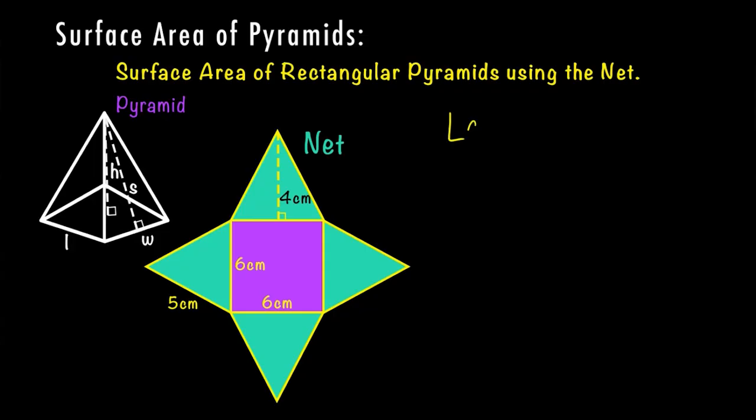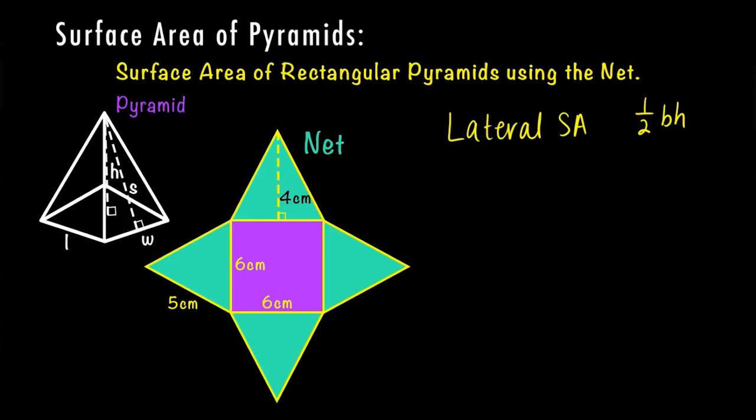So the lateral surface area is just the lateral faces. That means all of the faces that do not include the base. In this case, it would be all of our green faces. So I'm going to find the area of all the triangles and add those together first. Now, I do need to recap. My area of a triangle is 1/2 base times height. And the base and the height are indicated by the right angle.